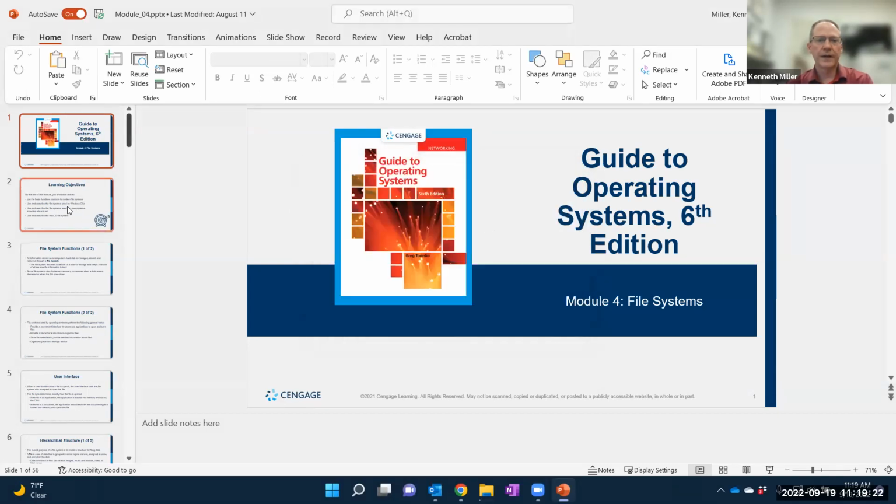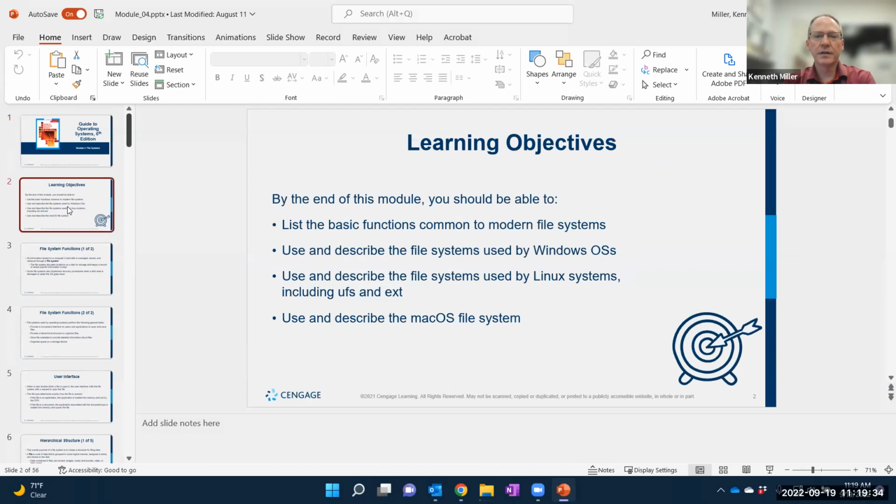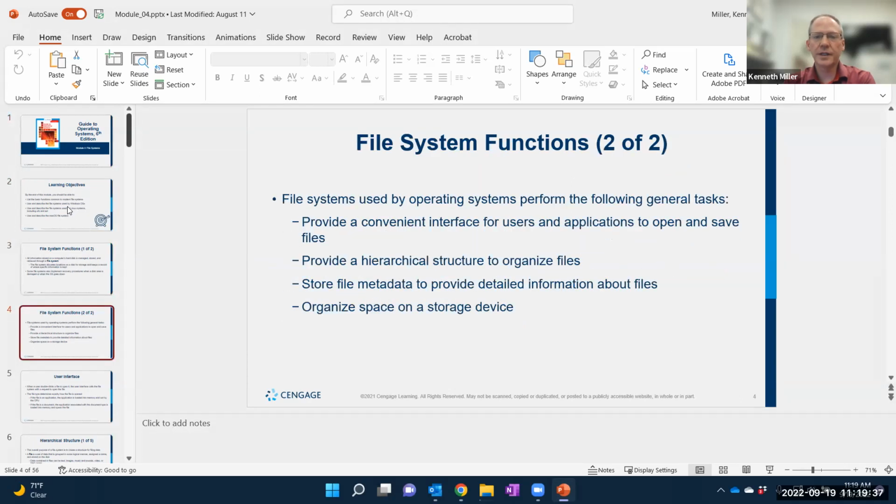All right, so the file systems that we're going to look at will be the ones for both Windows, Linux, and the Mac operating system. So you're going to learn how the files are organized, what they provide. So the 4 general tasks of a file system is an interface, right? And you'll learn that the 2 interfaces are either the graphical user interface or the command line interface. They also provide a structure for organization, and then they store the data about the files in a detailed information.